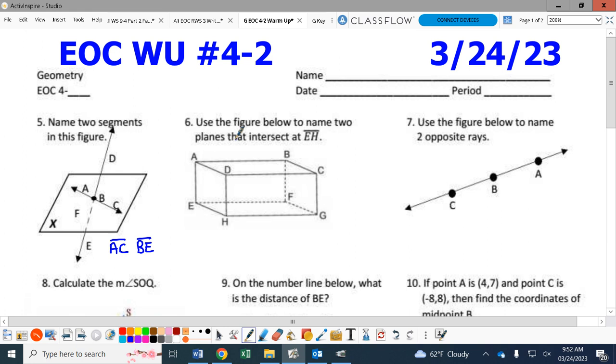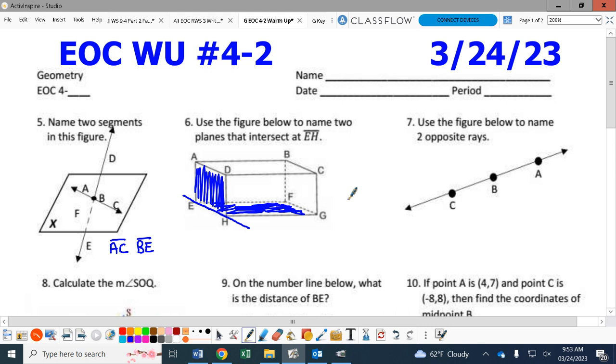The next one says, use the figure below to name 2 planes that intersect at EH. Here is line EH. Trace through that line. Make it extend past that. You're going to highlight the 2 planes that intersect. It intersects this side over here. The other plane that intersects is going to be which? Which one out of all these? The bottom one. There we go. So the bottom one down here. Okay, so that one on the left and the one on the bottom. Those are the 2 that we've got to name.